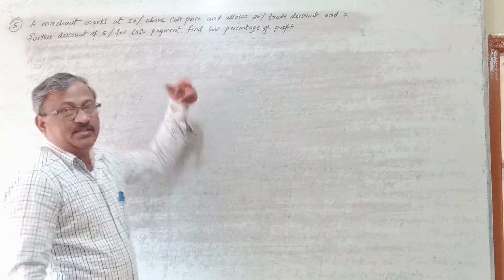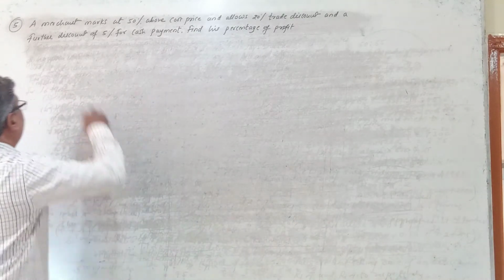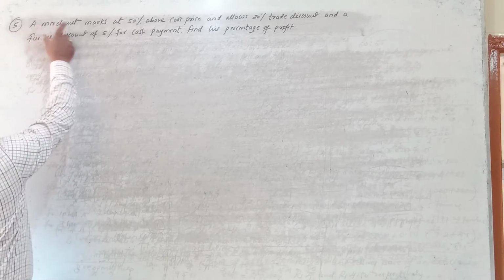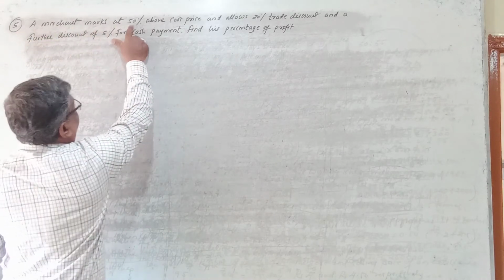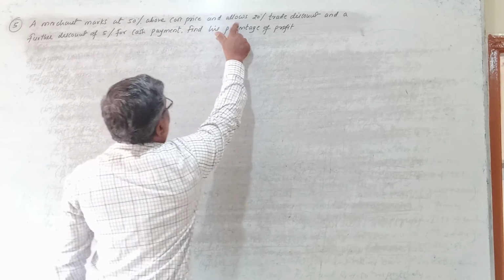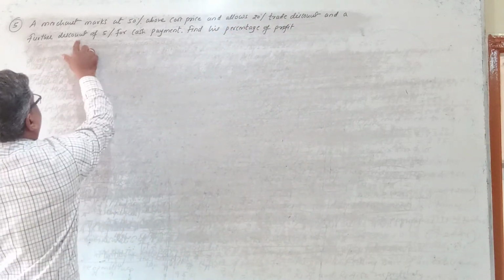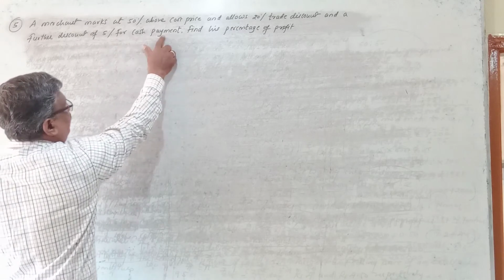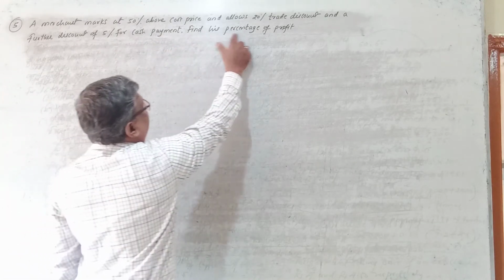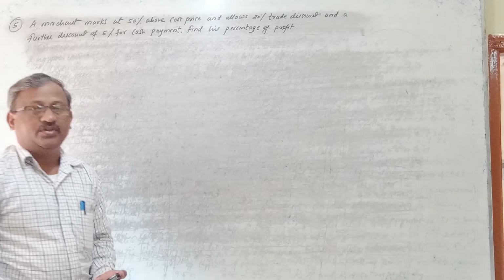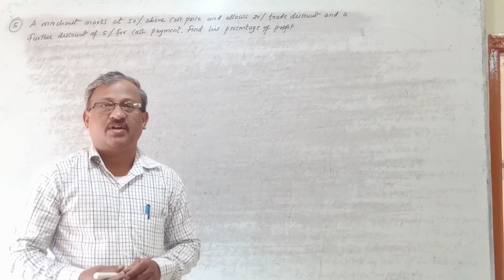So here is the next problem on discount. Problem number 5: a merchant marks at 50% above cost price and allows 20% trade discount and a further discount of 5% for cash payment. Question is, find his percentage of profit. So in this problem they have asked you to calculate the rate of profit.